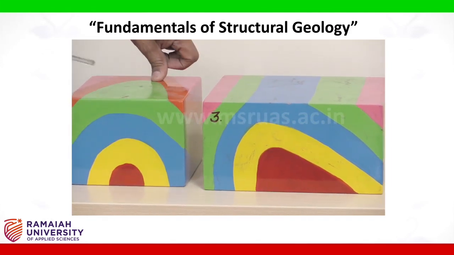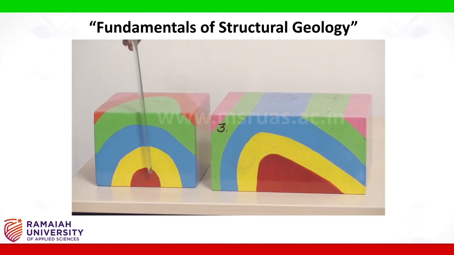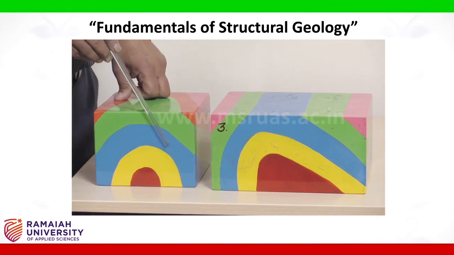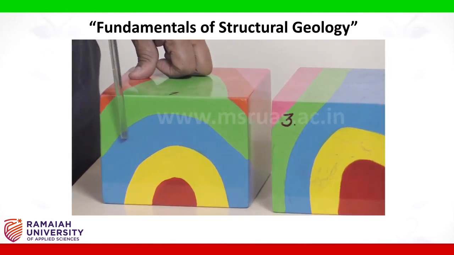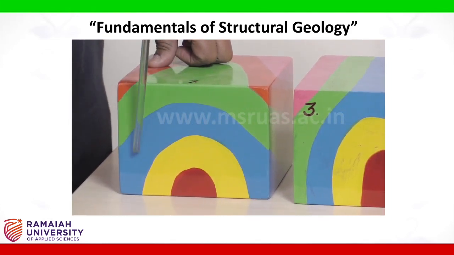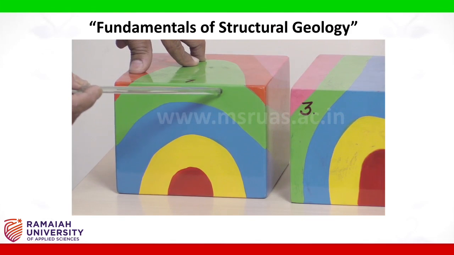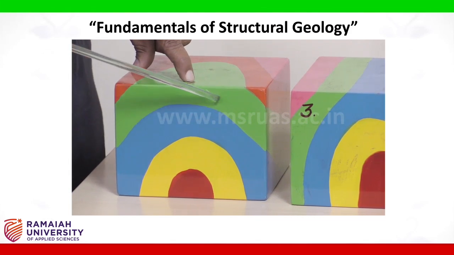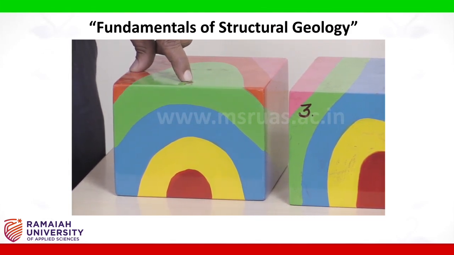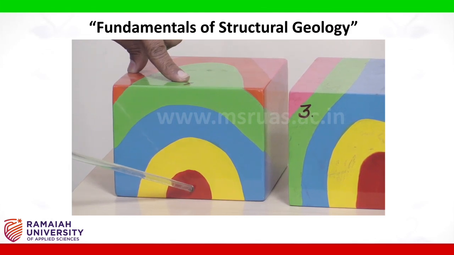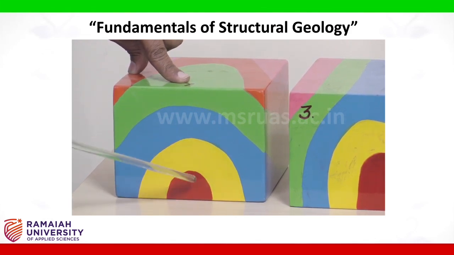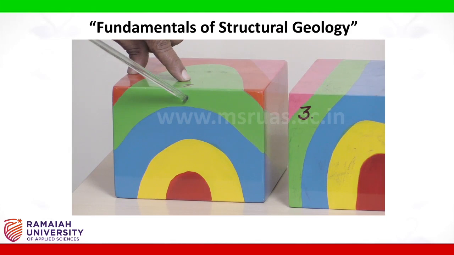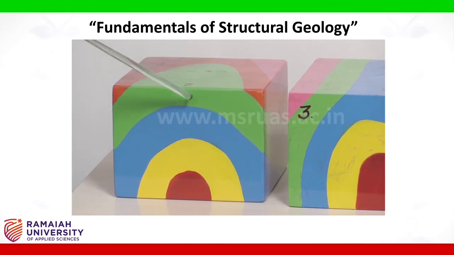Here it contains limbs with reference to the axis of the fold. These limbs dip away from the axis of the fold, that is, away from each other, and this has a crest here, and invariably the younger rocks are seen at the crest of the fold. This is the oldest rock. Next one is younger to the red one. Next is younger, the youngest. And the youngest rock is always at the crest of the anticlinal structure.